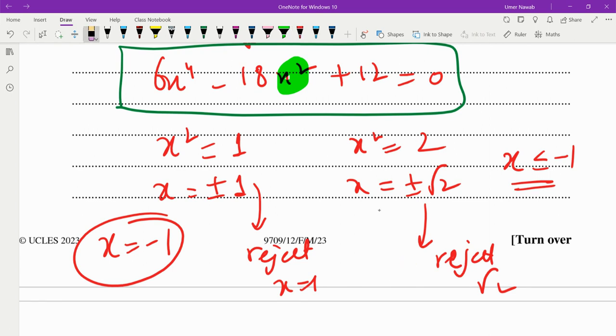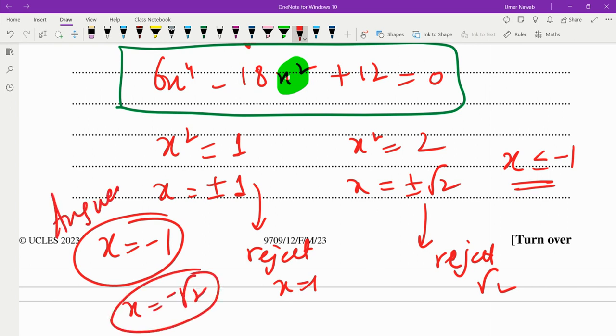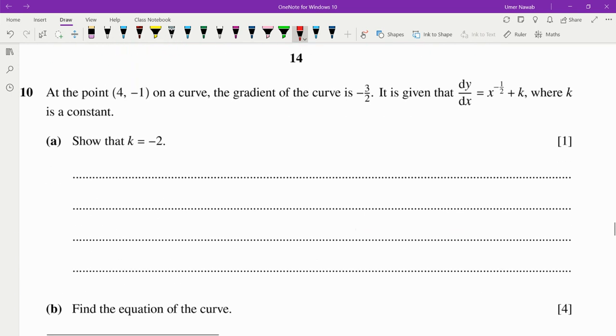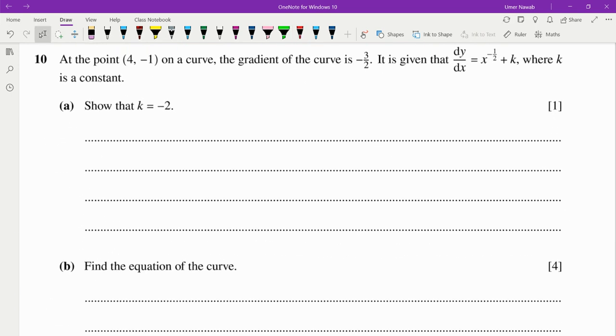I'm gonna write it here. X is equal to, so these are our solutions or answers. Now we go to question number 10, which is basically based on differentiation or integration.